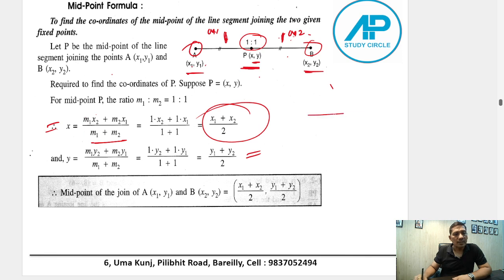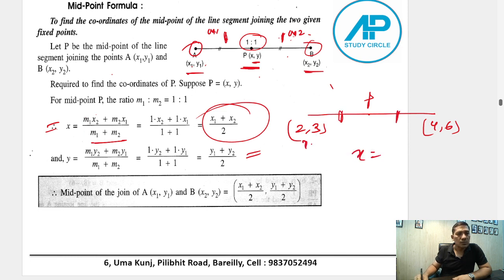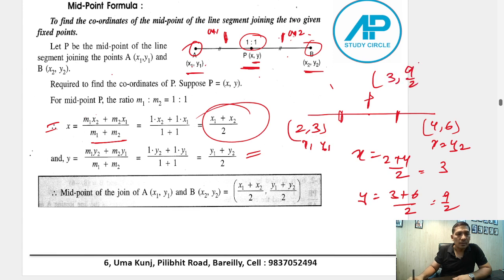So again I give you an example right away. You have the coordinates 2, 3, and the coordinates 4, 6, and we need to find the coordinates of the midpoint. So simple: this is x1, this is y1, x2 and y2. x equals (2 plus 4) upon 2 and y equals (3 plus 6) upon 2. That gives you 3 and 9 upon 2. The coordinates of the midpoint are (3, 9/2). That's how we solve for the midpoint of any 2 points given to us.